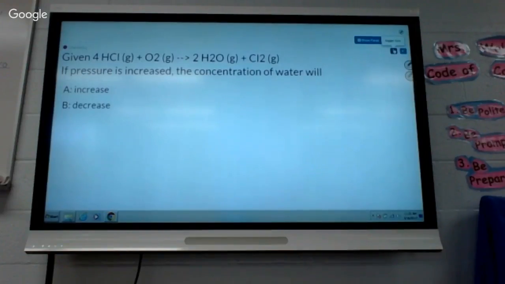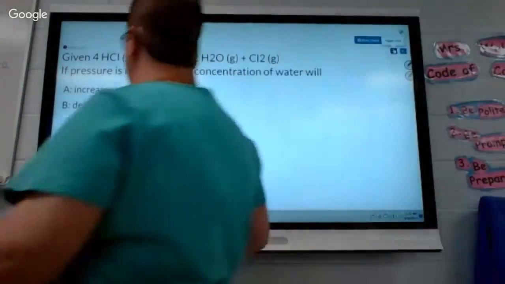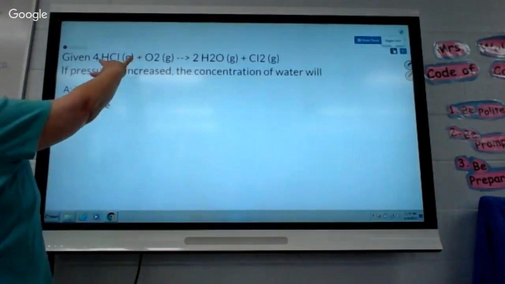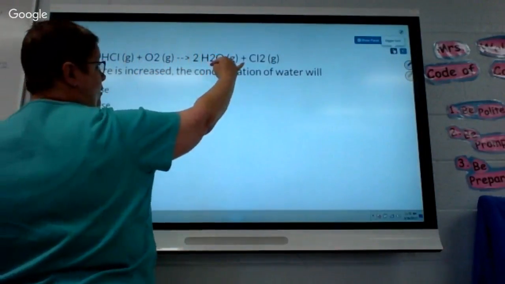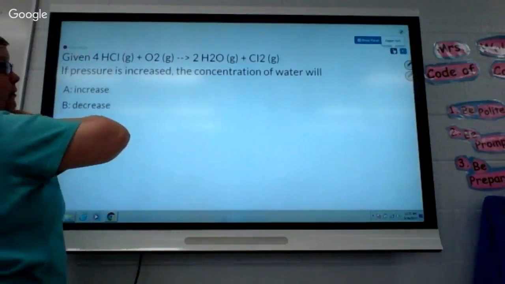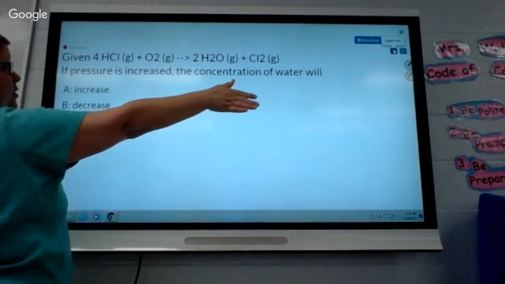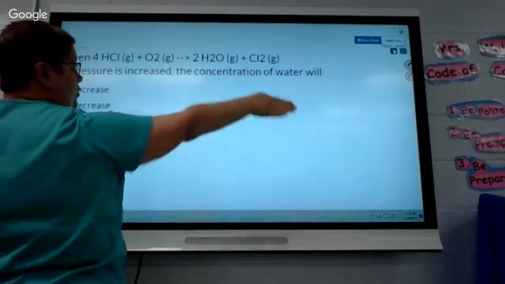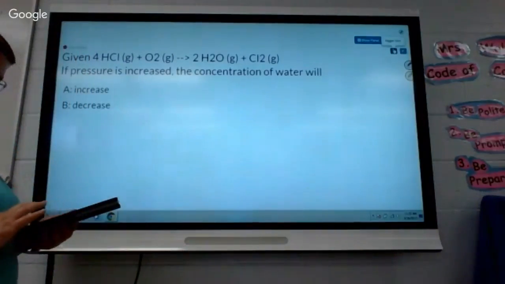So we got 11 people right and 4 people with the wrong answer. If I increase pressure, it goes to what side? The side with less moles. On the left, how many moles do I have? I have 5. How many moles are here? So what side am I going to? I'm going to the right. So what's going to happen to my water if I go to the right? It's going to increase.